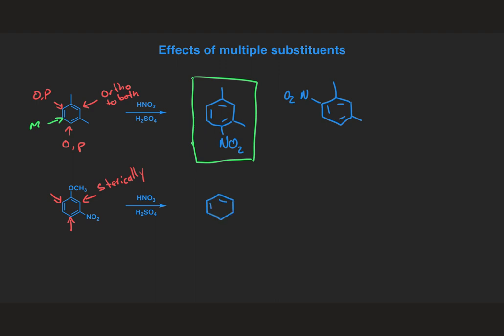And so I would expect the major products of this reaction to be adding a nitro group there and adding a nitro group here. It's difficult to say which one of those is major, but you would definitely have a mixture of those two.